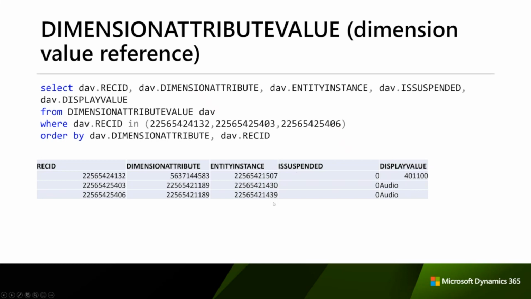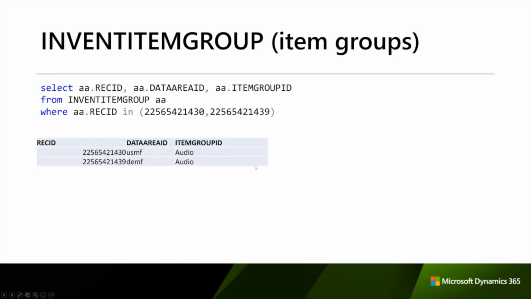So anyway, let's talk about 1430 and 1439, the 2 item groups. So now we're in the item group table, 1430, 1439, and we can see that they're the same. They're both audio, but they're in different companies, and that is the difference. And putting that ledger dimension in the wrong company is the definition of cross-company corruption.